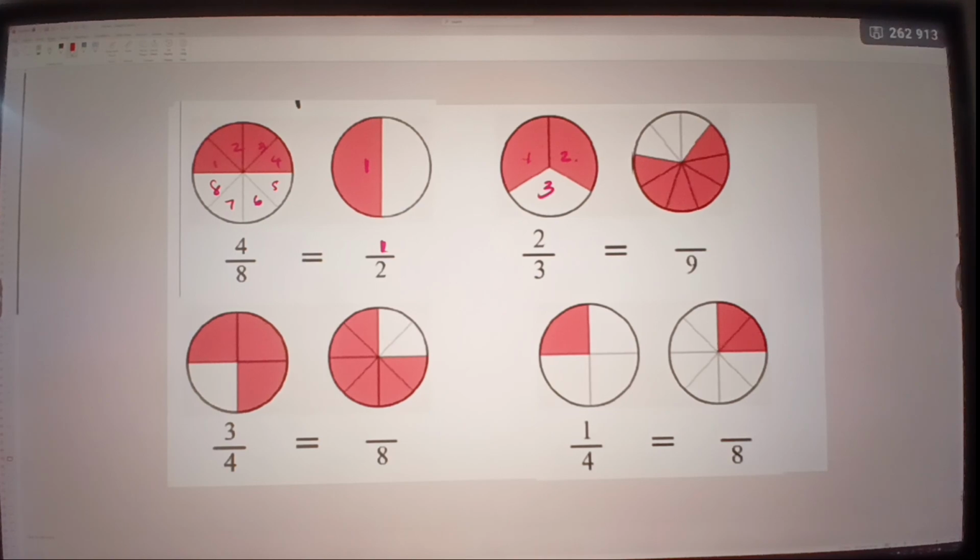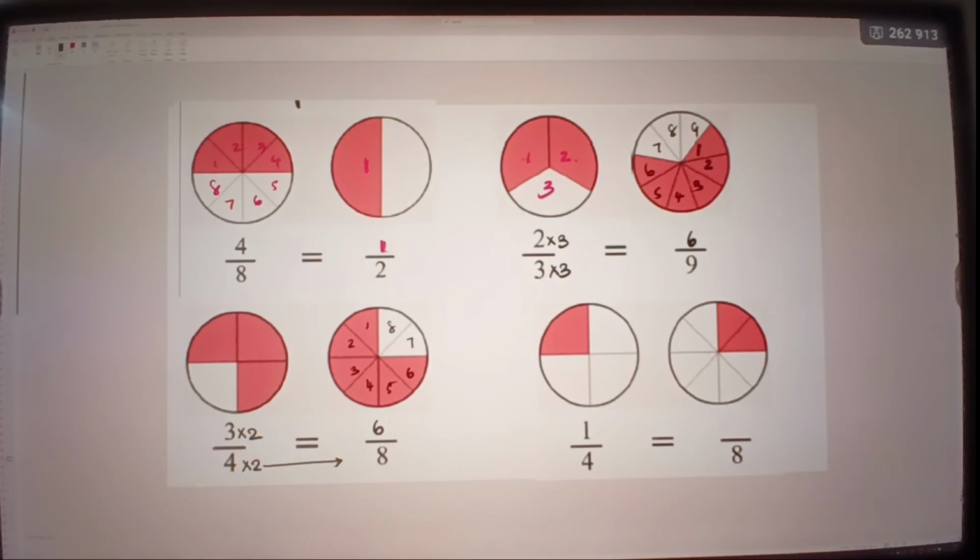So two parts are shaded. 6/9. So 2/3 is equivalent to 6/9. How do you get it? Multiply by 3. Multiply by 3 and you will get 6/9. So you do the same operation on both numerator and denominator, then you will figure out the equivalent fraction. So 4 times 2 gives you 8. So 3 times 2 gives you 6. So look here: 1, 2, 3, 4, 5, 6.